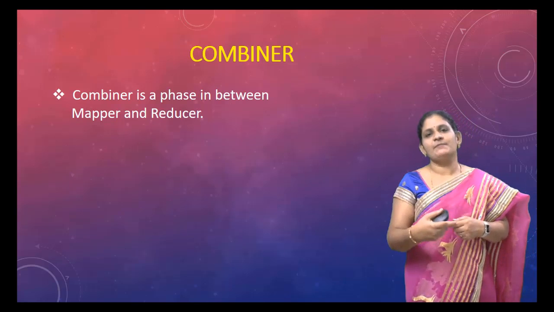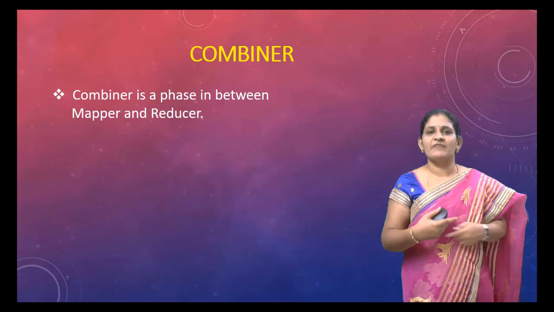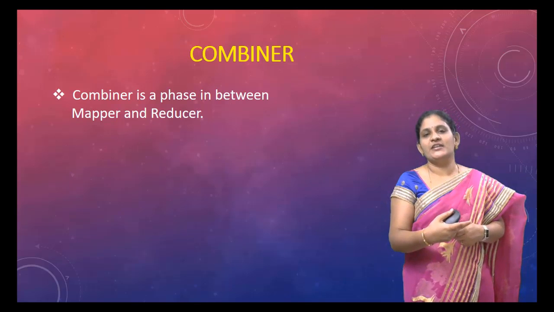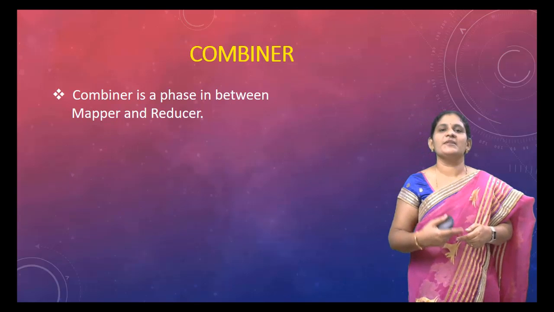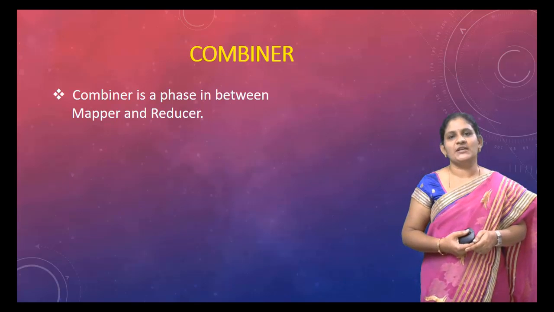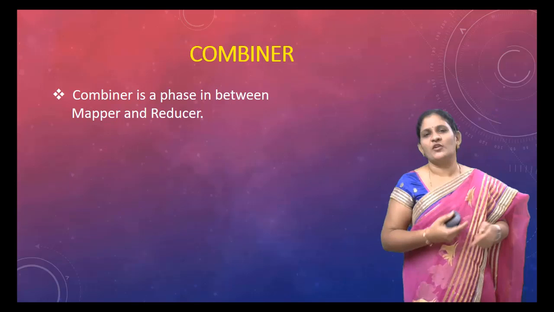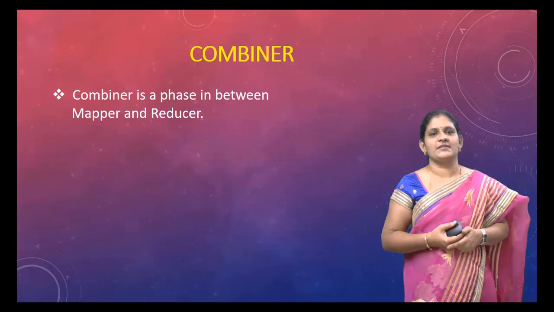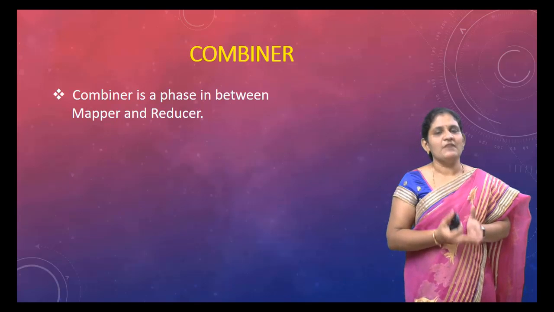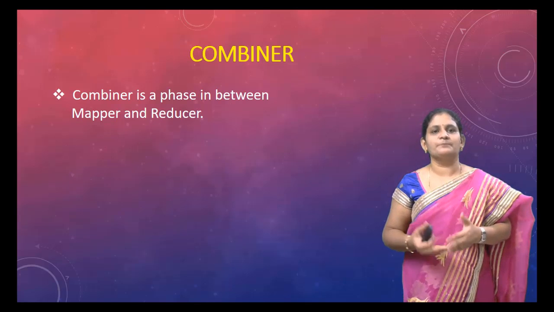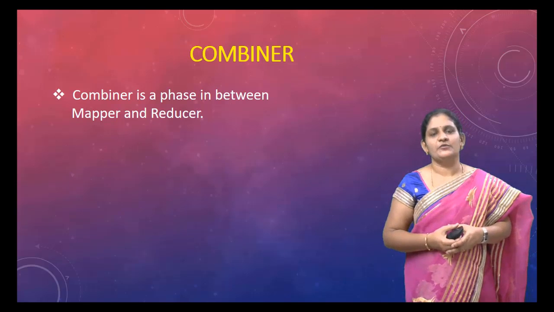The output generated by the mapper will be given to the combiner, so that the combiner will further process those intermediate key value pairs, and the output generated by the combiner will be given as input to the reducer classes. We know what kind of outputs the mapper has generated, and we have seen all those things in the previous classes, isn't it? So whatever output is generated by the mapper will be given as input to the combiner. It is a phase in between the mapper and the reducer.